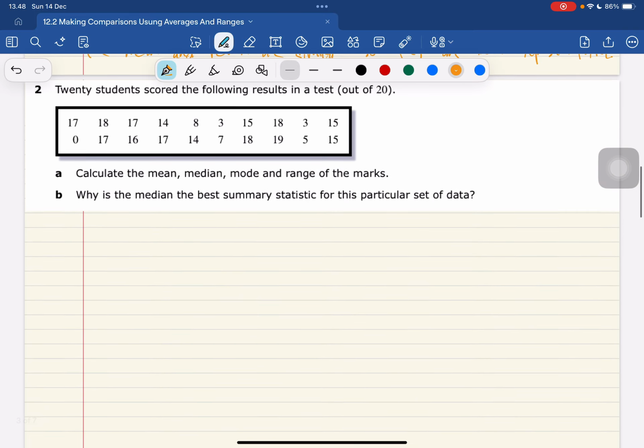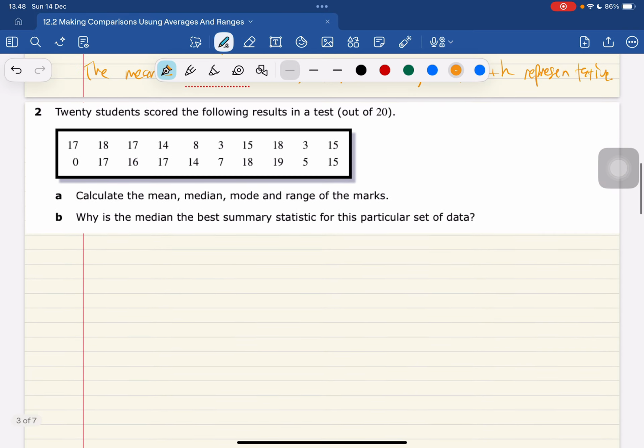Okay, now look at number 2. Calculate the mean, median, and mode with the range of the marks. Okay, 20 values. So first to find the mean, make the sum and we divide by 20.